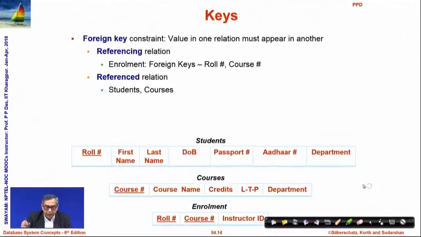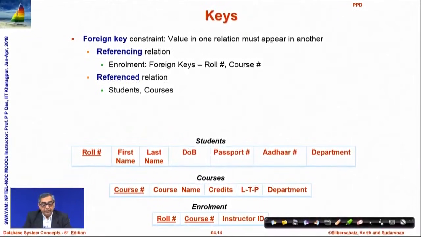Let us have some more views with the keys. We extend the schema, and besides the student I introduce two more schemas. One is called courses, which is given by course number, course name, credits, LTP, which is the number of hours of lectures, tutorials and practicals, and the department. So, these are the different fields, and from the convention already stated, you can figure out that course number is the primary key of this relation.